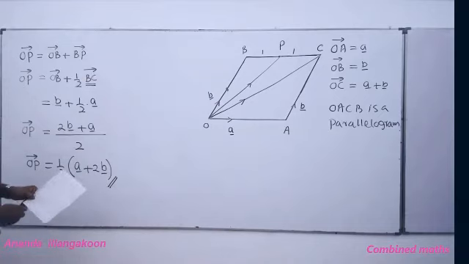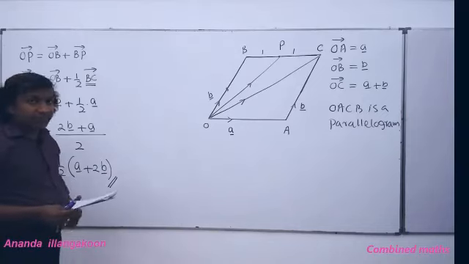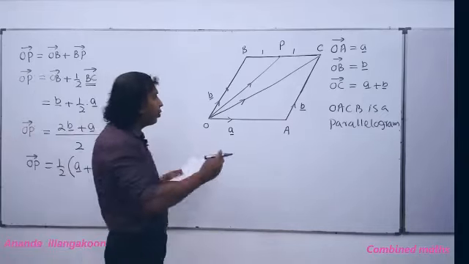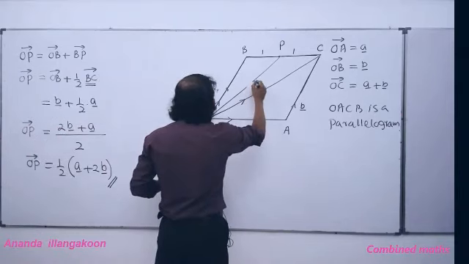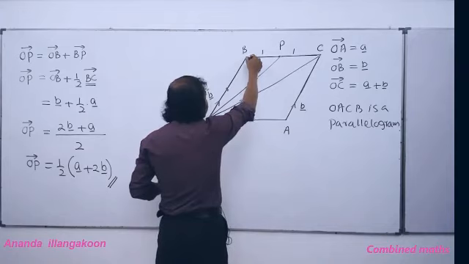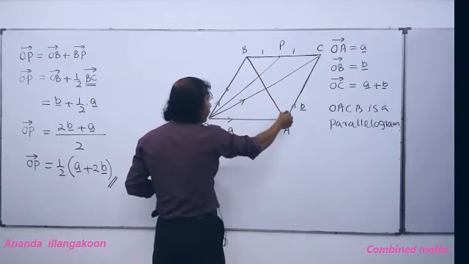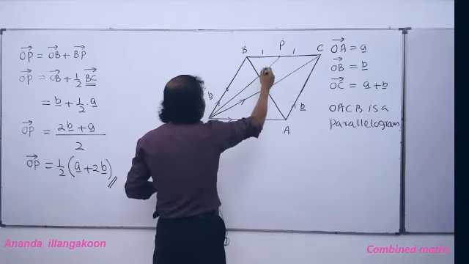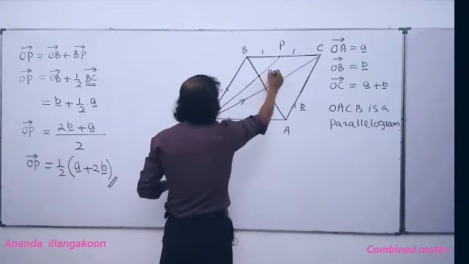Right. Now, people, if the line OP meets AB at R, when I join A and B, AB and OP meet at R. This is the point R.